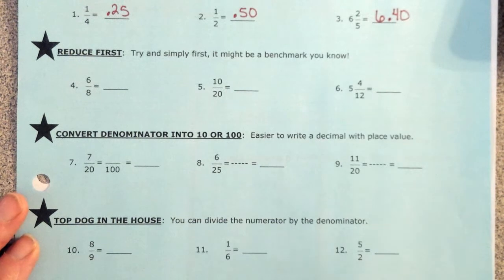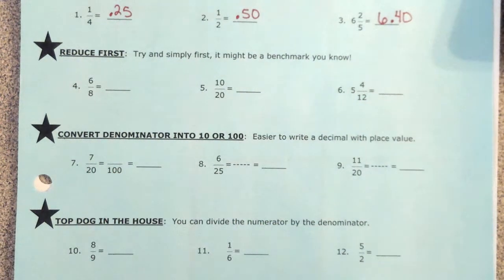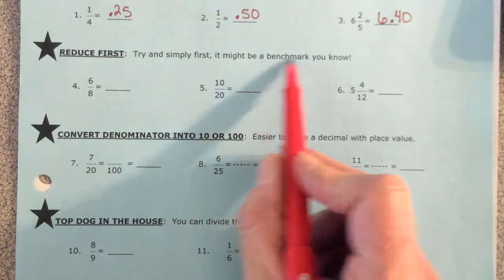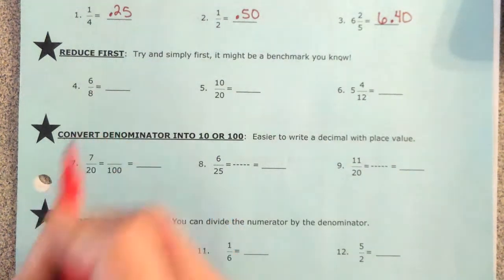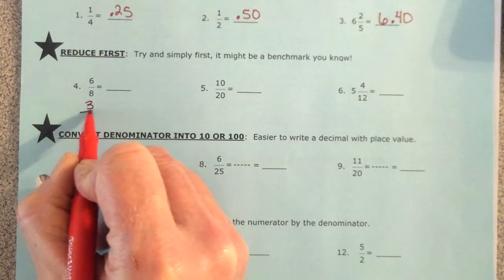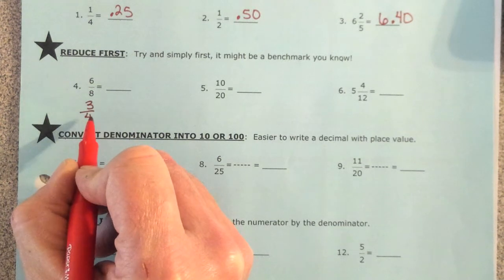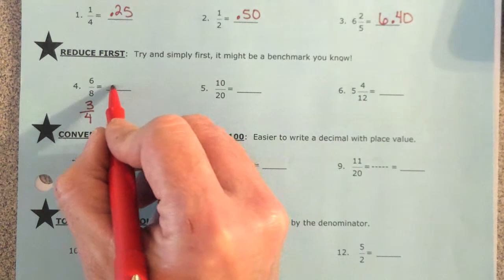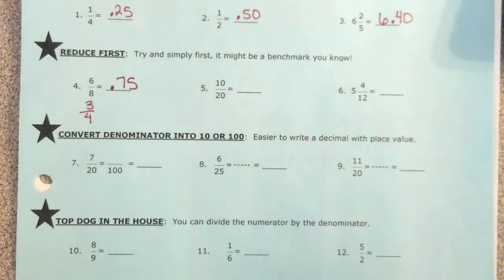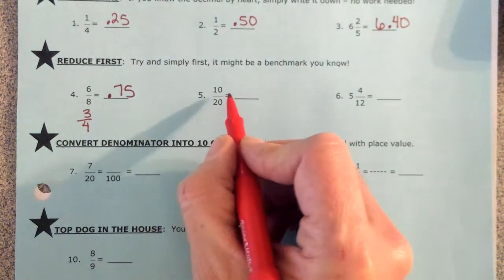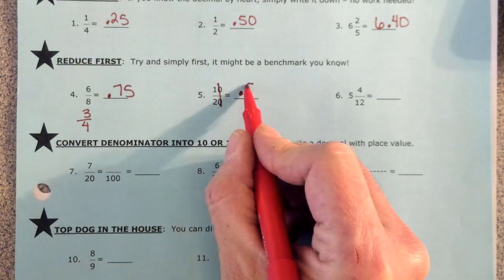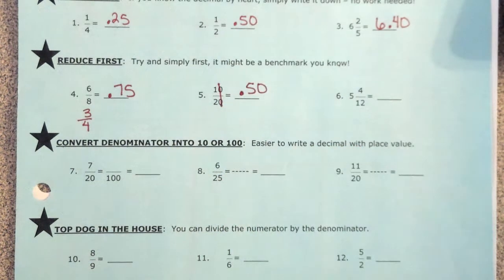Now down here, sometimes you may not know what the fraction is right away, and it'll help you to reduce it first. So try to simply first reduce it, and then maybe it'll be a benchmark that you know. Like 6/8 can reduce to 3/4. Like 1/4 is 25 cents, 3/4 is 75 cents, or 0.75. 10/20 can reduce to 1/2, and same as above, 1/2 is 50 cents, or 0.50.